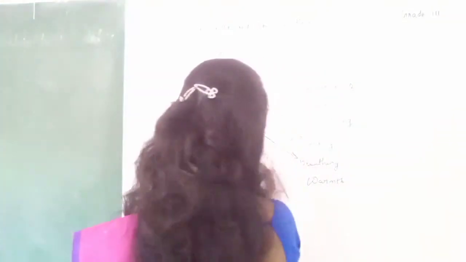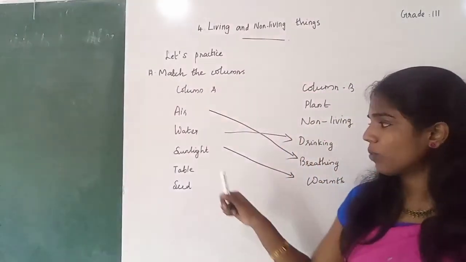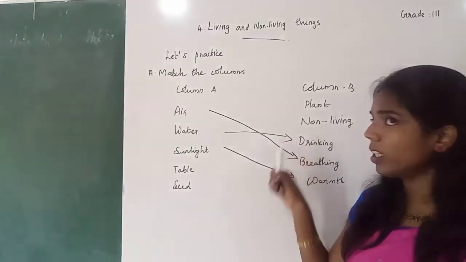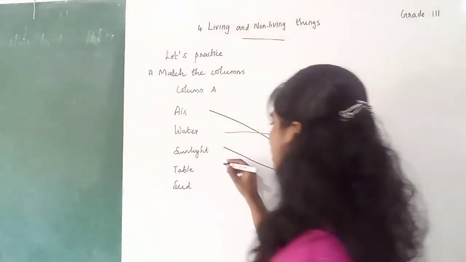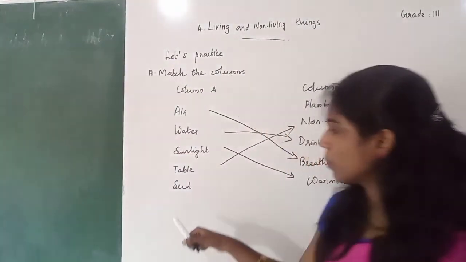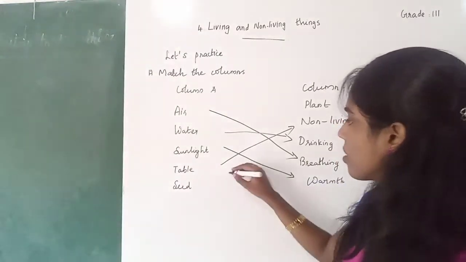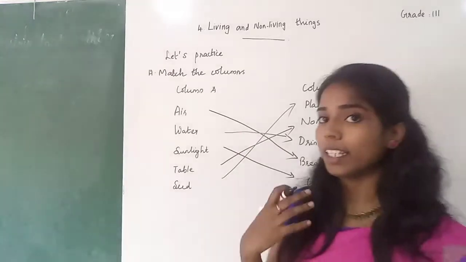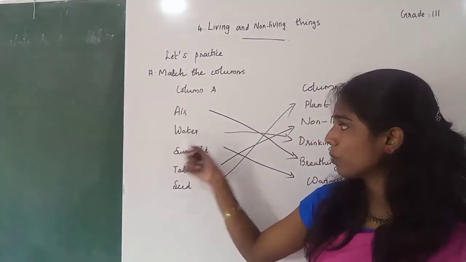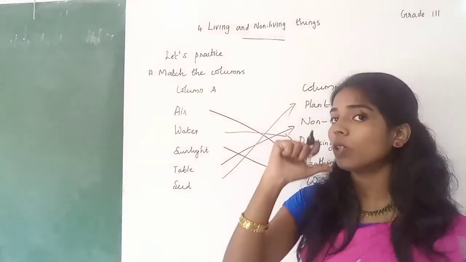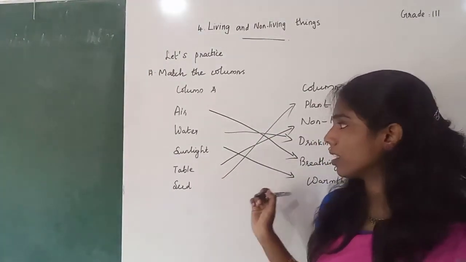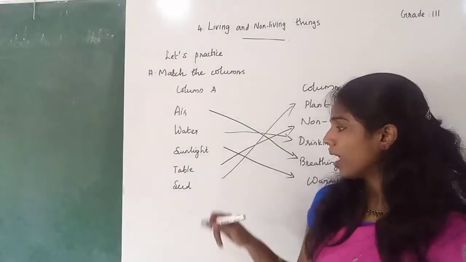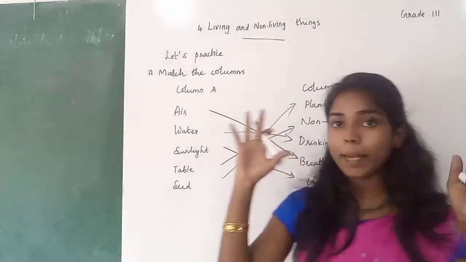Sunlight gives warmth. The next one, table. Table, plant, no. Then non-living, yes. Table is a non-living thing. Next one, seed. A seed grows into a plant, right? So air, breathing. We breathe in air. And water and drinking: we drink water. Sunlight and warmth: sunlight gives warmth. Table is a non-living thing. And seed grows into a plant.